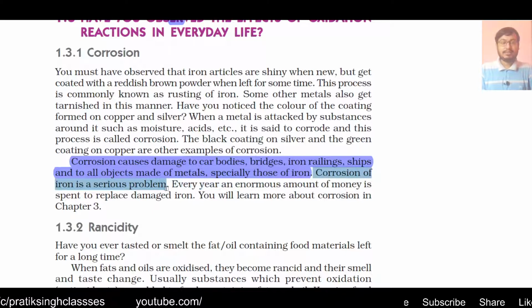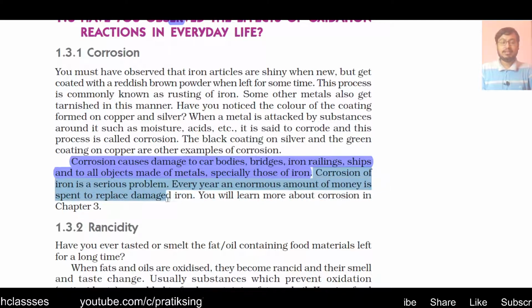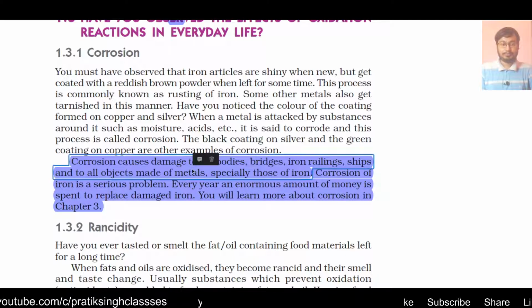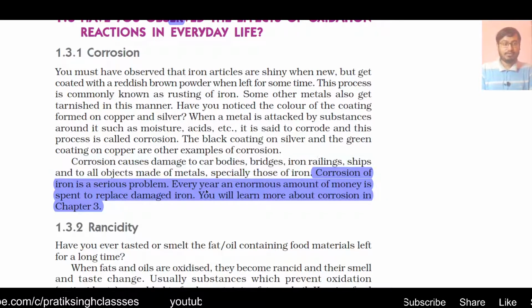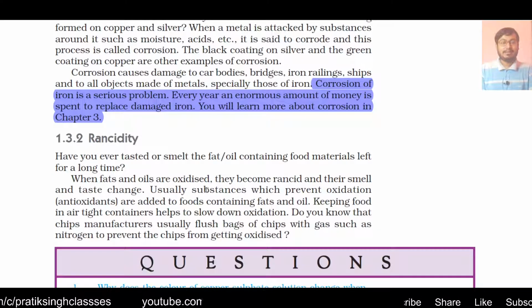Corrosion of iron is a serious problem. Every year an enormous amount of money is spent to replace damaged iron. In chapter 3 you will learn a lot about corrosion. Fine. Then there comes rancidity.